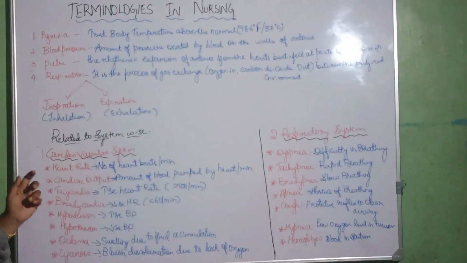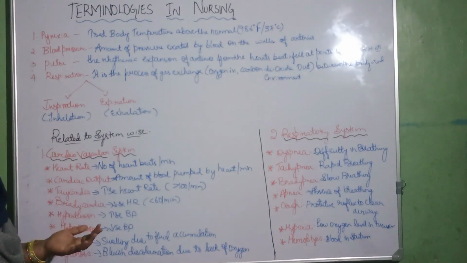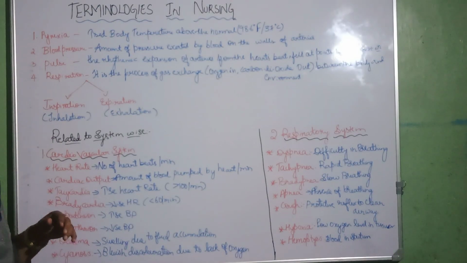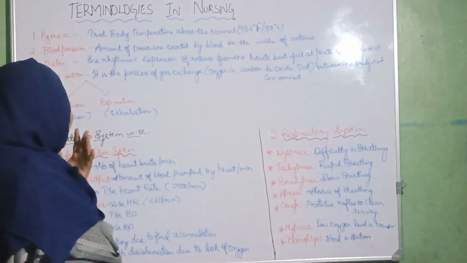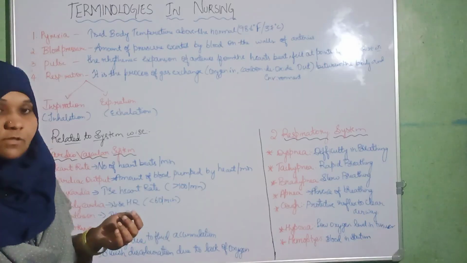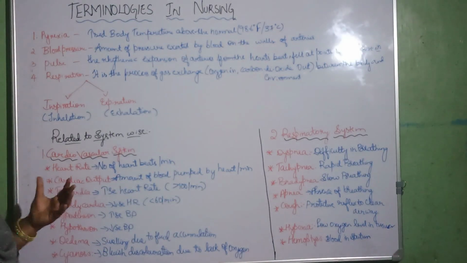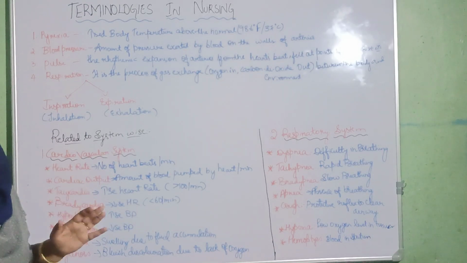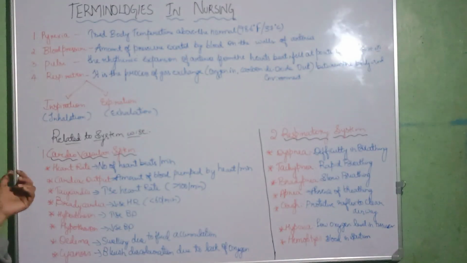Respiration is the process of gas exchange, that is oxygen in and carbon dioxide outside, between the body and the environment. There are types of respiration: inspiration and expiration. Inspiration is nothing but the inhalation of oxygen into the body, and expiration is nothing but the exhalation of carbon dioxide outside the body. So these are some of the basic terminologies discussed here, related to the system-wise, so that it will be very useful for you to keep in mind and remember for a long time.